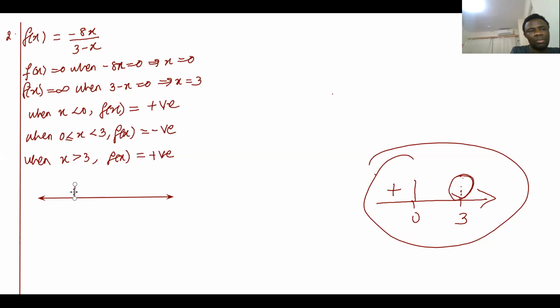Okay, that's for the 0. And for the 3, you have the broken line, because that's the undefined part. And you can put your signs. This is positive, this is negative, and this is positive. Any questions?